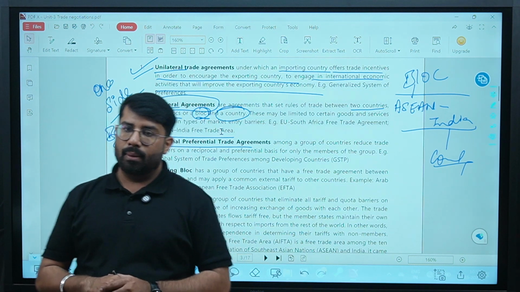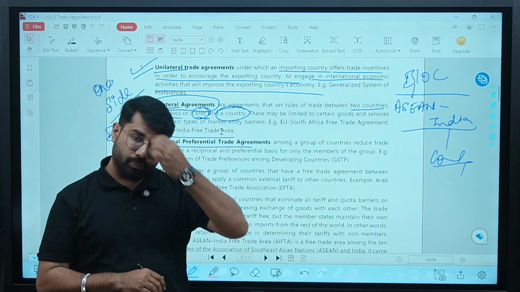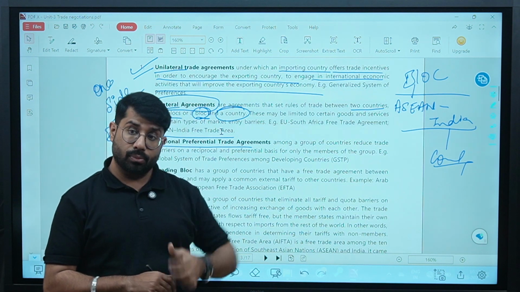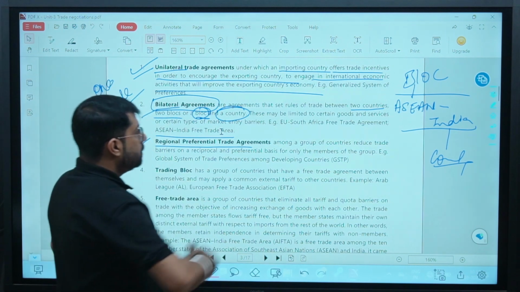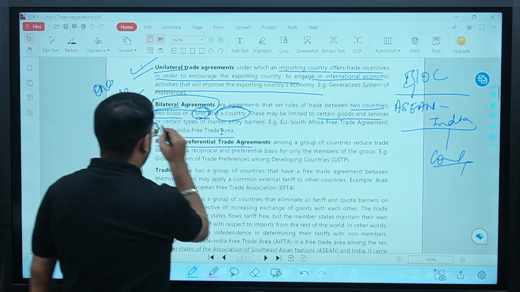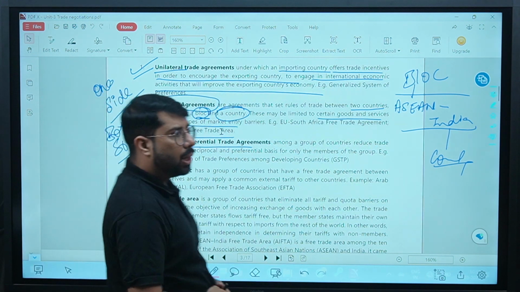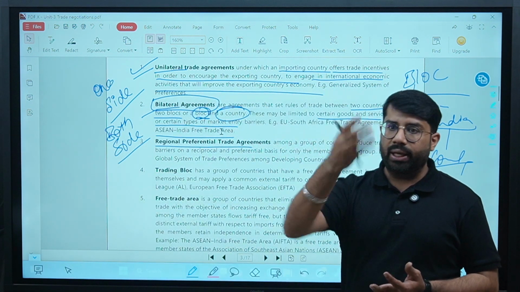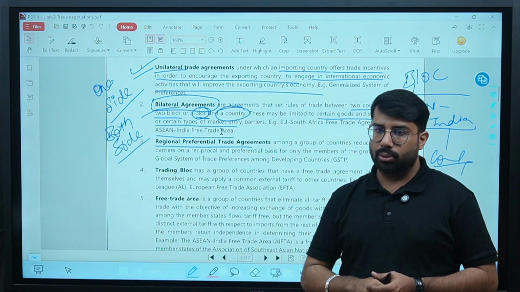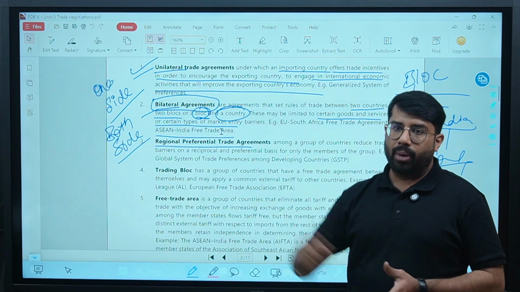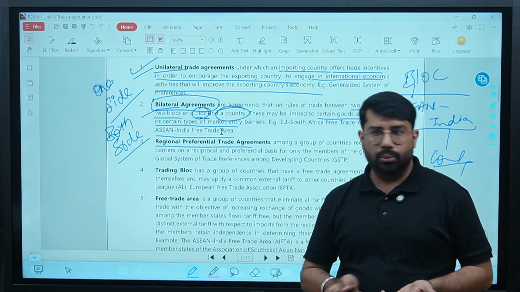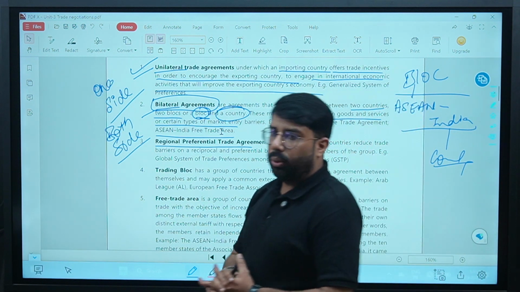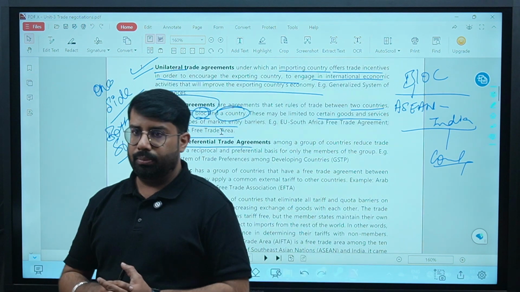Bilateral agreements, no? Bilateral agreement, yes. These may be limited to certain goods and services or certain types of market entry barriers. These country blocs can decide that we will give you incentives only in these goods, only in this type of market, only in this industry. They can do it. It is up to them how they give the incentives.